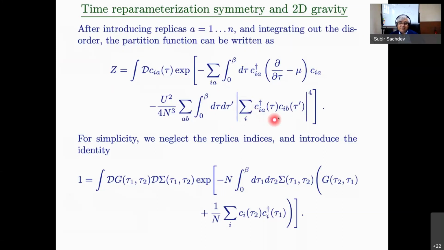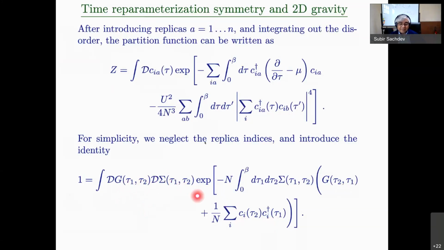Okay, and then, once you ignore the replicas, you can do some Hubbard-Stratonovich type tricks on this averaged action. After some tricks, you introduce these new fields, G and sigma, which are supposed to represent the Green's function and the self-energy of the electrons. But these are now bilocal fields. They depend on two times. And this is just an identity, because when you do the integral over sigma, it tells you that G is equal to this object, which is in fact what it is.